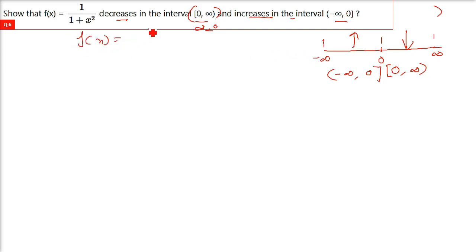The function will remain the same. Function is f(x) equals 1 by x square. Please remember, we don't have to do it by derivative. People have been solving it by derivative. No. So we start with 0 to infinity.